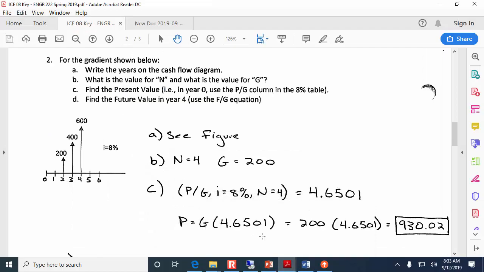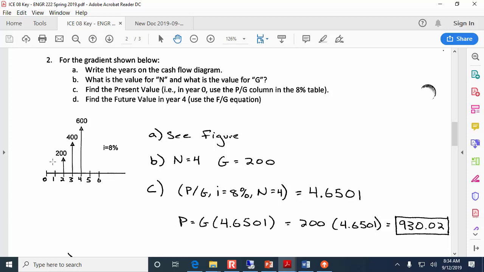I'm going to put the solution for problem 2 up on the screen. It turns out that if we take this gradient to the present, then the value of that series is $930.02. Then if we solve for the future value, we're saying let's take it all to year 4. So essentially we're keeping the 600 in year 4. The 600 isn't experiencing any change in value due to a shift in time. It's just the 400 and the 200.